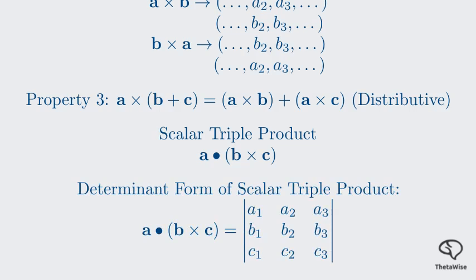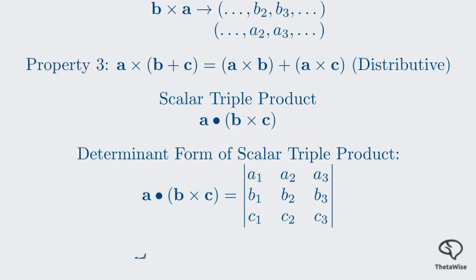Let's work through an example of the scalar triple product to see how the properties can be applied. Consider the expression A dot, B cross C. We know B cross C is a vector perpendicular to both B and C. So if we take the dot product of A with this resulting vector, we are finding how much of A lies in the direction perpendicular to both B and C.